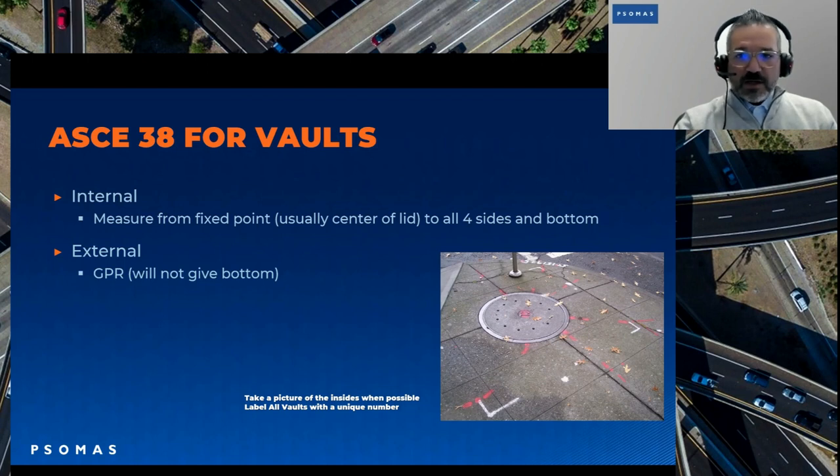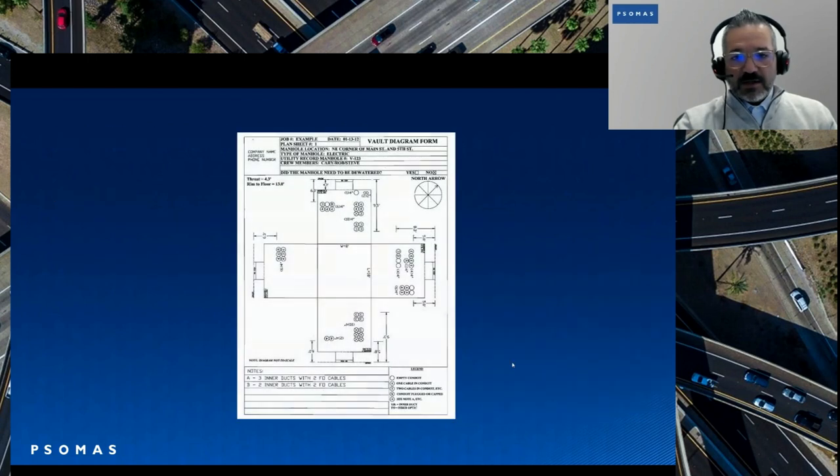Here's a depiction of a vault diagram that we use. And you can see what the inside of the vault looks like. You can see the width, you can see the length, you can see the depth, you can see what's contained within it. And by doing something like this, you're giving the design professional understanding what exactly is going on inside that vault so they can design around it.